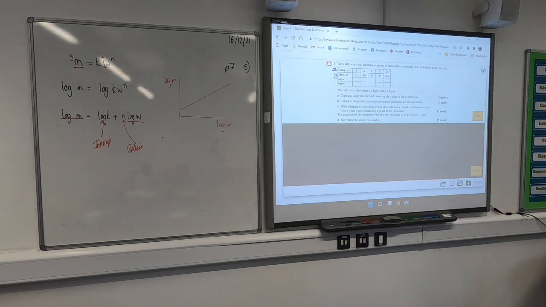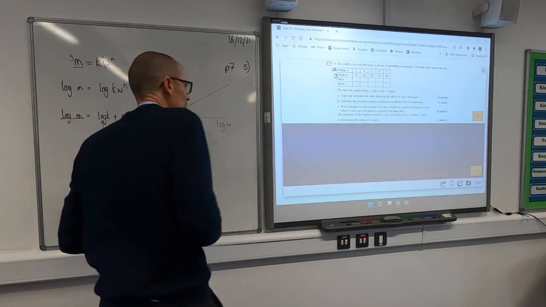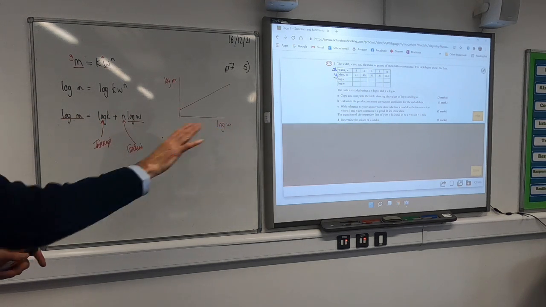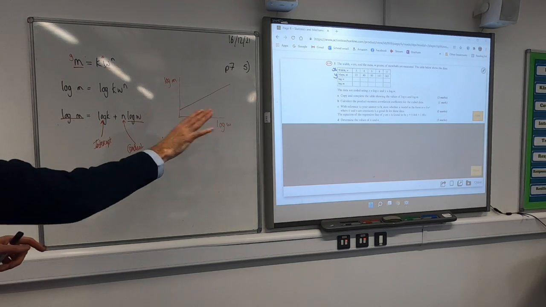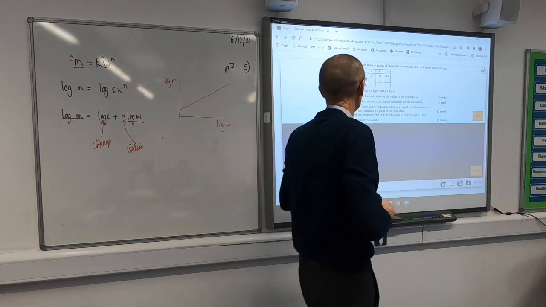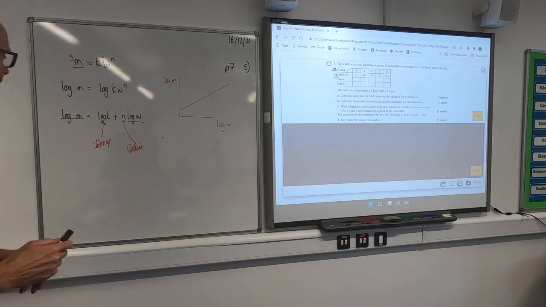I'm assuming you're going to get a value of R which indicates a nice strong positive correlation. One is perfect positive. Minus one is perfect negative. But just looking at the numbers, it's definitely going to be positive.